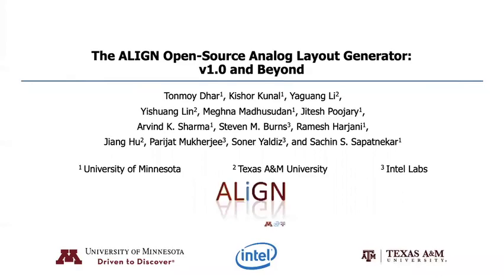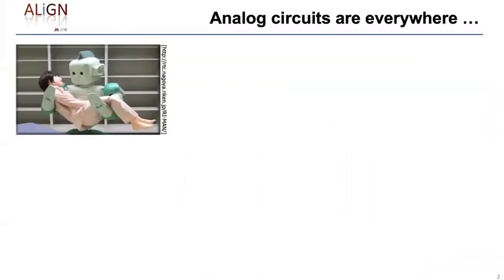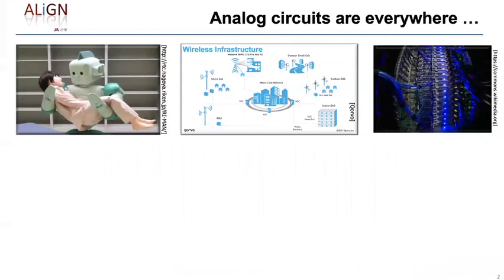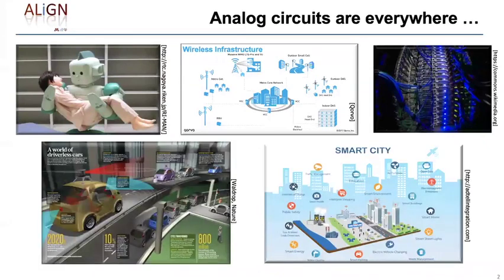This talk discusses Align, a joint university industry project for generating open source software for analog layout generation. This project has been ongoing for a couple of years now. The motivation for the project is the proliferation of analog everywhere in applications from robotics to wireless infrastructure to high-speed networks, autonomous vehicles, and IoT applications.